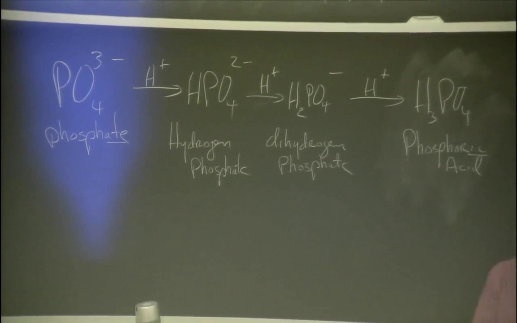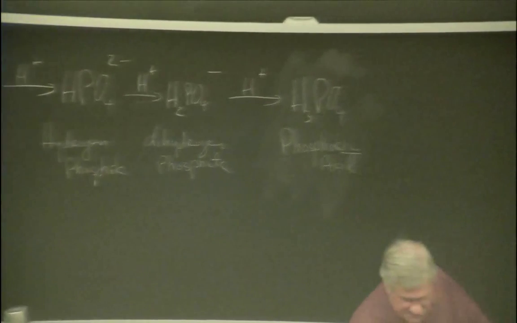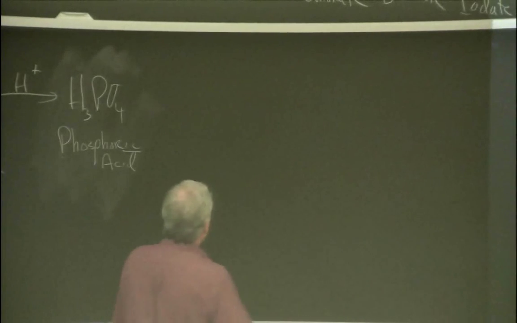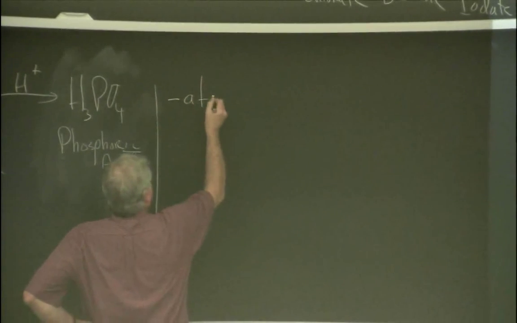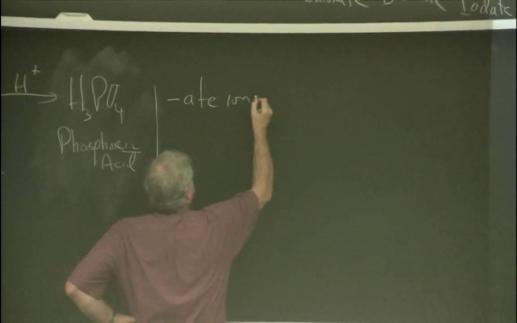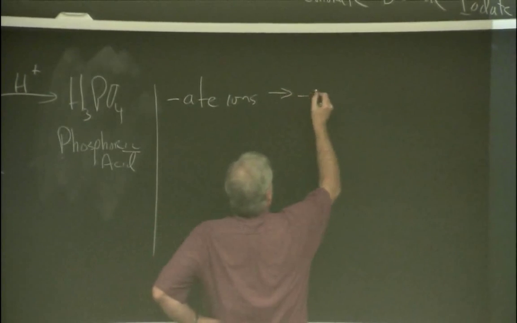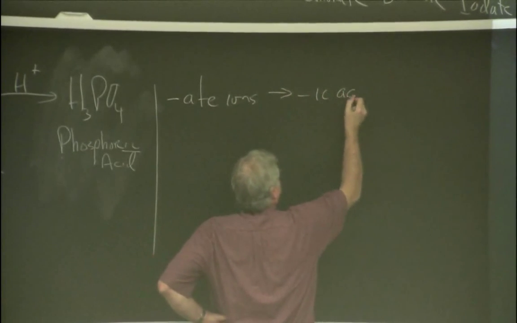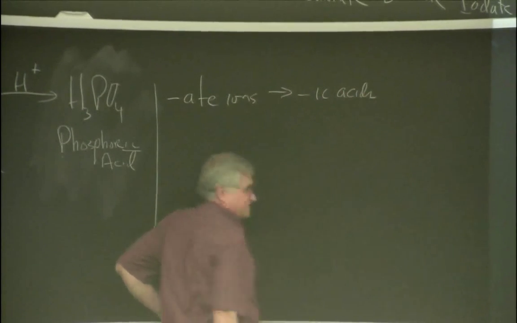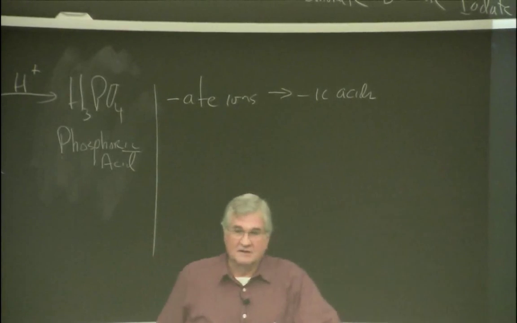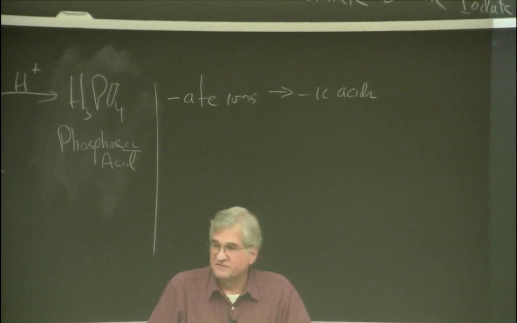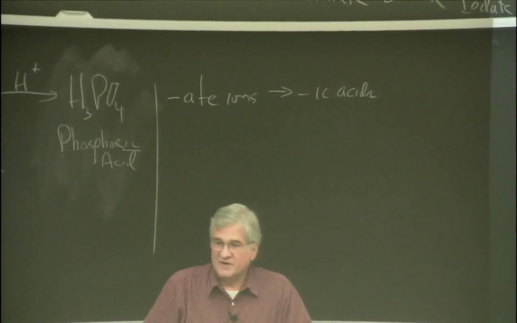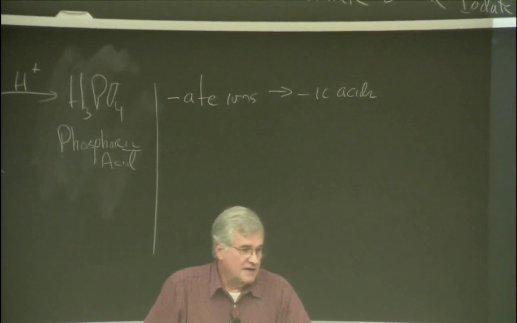Let me move the board, the camera, just a bit to write this down. Then I'll go back. But ATE ions go to ic acids. Sounds kind of funny. It's amusing. So phosphate, phosphoric. Sulfate, sulfuric. Carbonate, carbonic. Acetate.